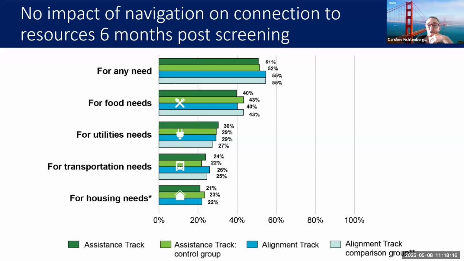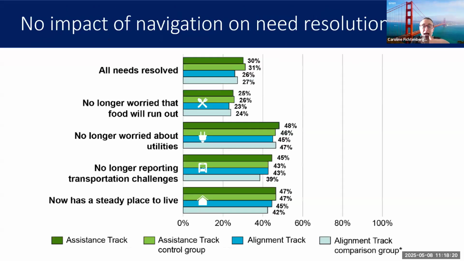For resolution of health-related social needs, this is the same kind of graph. So the green is for the assistance track, the blue is for the alignment track, and up top is all needs resolved, and then food, utilities, transportation, and housing. And as you can see first, one of the things that stands out is that the food was the least likely to be resolved.